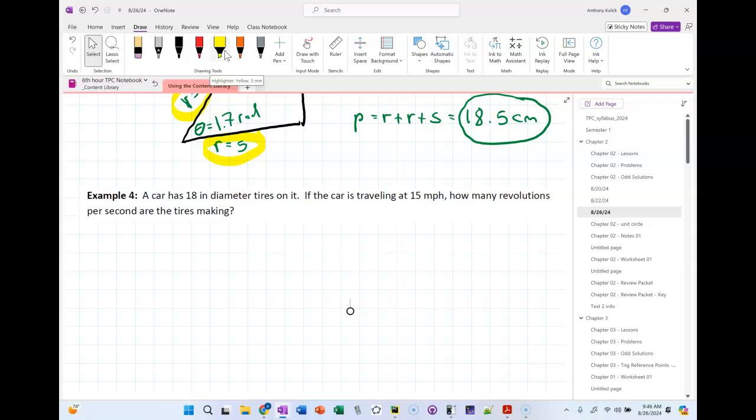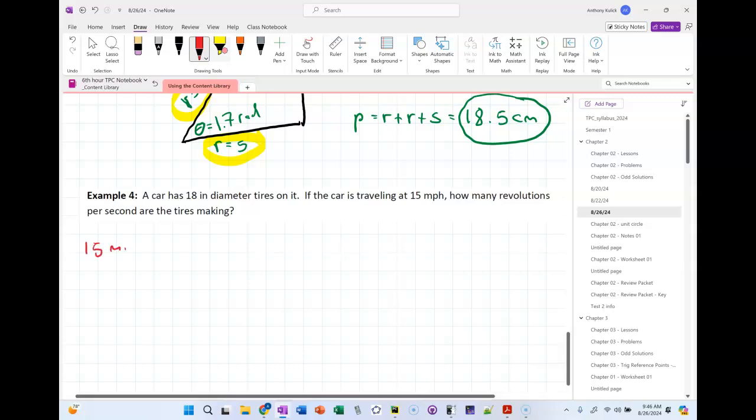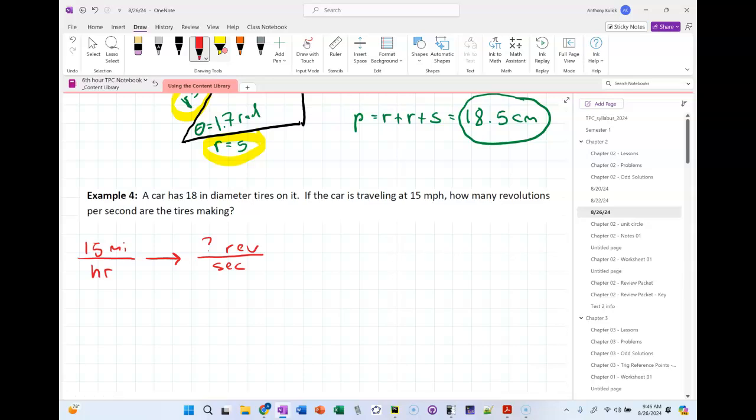So we're going to start with our speed. And I want to end in revolutions per second. That's our goal. So everybody read the problem and kind of identify that that's what really needs to have happen. Okay.